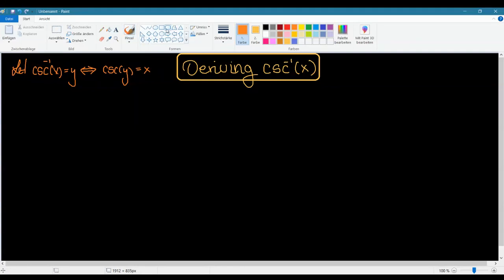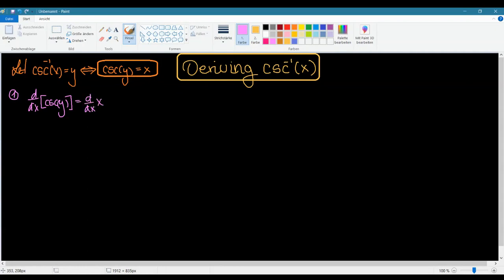Well, that's great news because this we can differentiate. This we know how to differentiate already. So we're going to use that with implicit differentiation. We are going to solve for the slope of the tangent line, which is going to be dy by dx. So we're going to differentiate both sides. That's going to be our first step: d by dx of cosecant y equals d by dx of x.